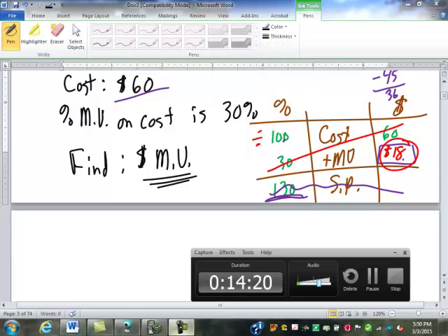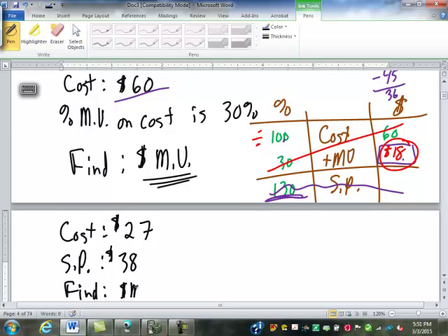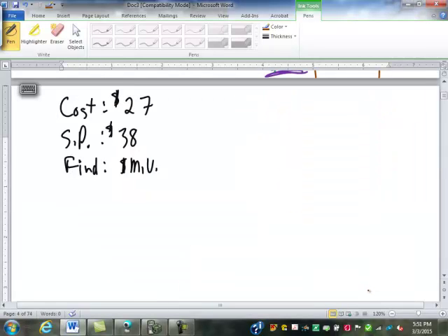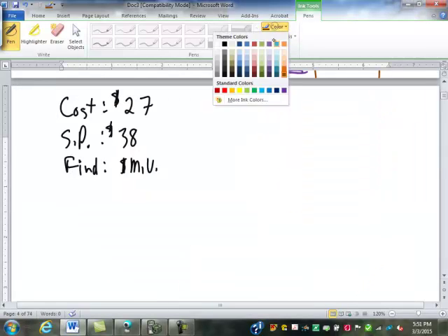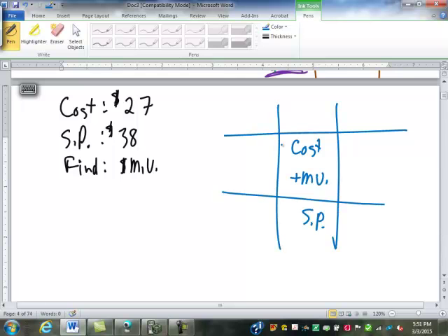Next little experiment for you to try. Let's say the cost is $27 and the selling price is $38, and I'm going to ask you to find the dollar markup. Now I'll warn you, I gave you this problem because I'm not really a nice person. I'll let you off the hook. I realize most of you are probably putting this in the table right now because that's what I've told you to do.